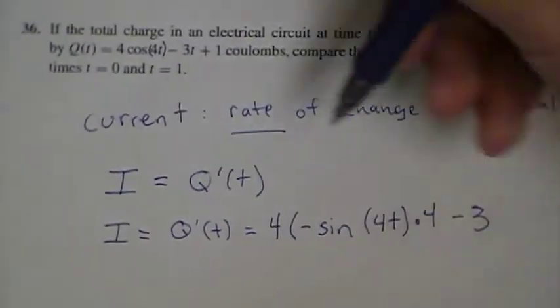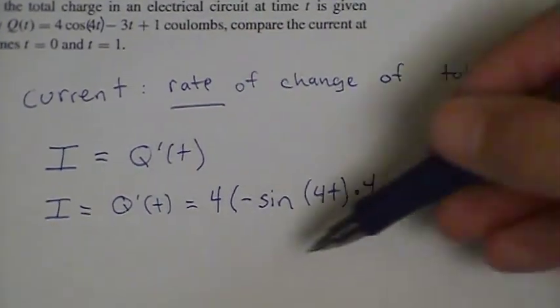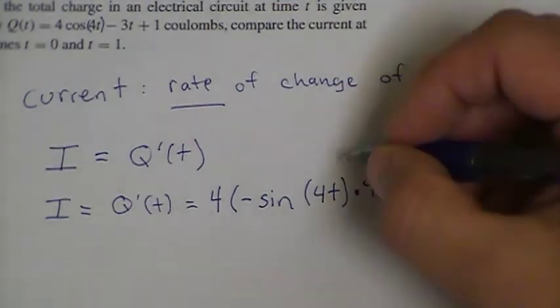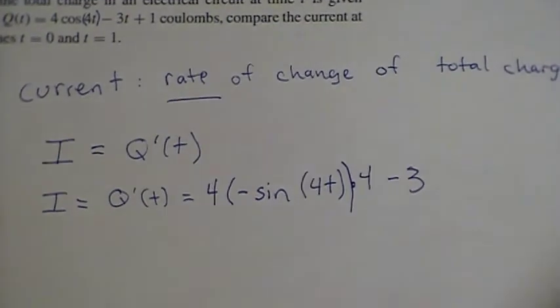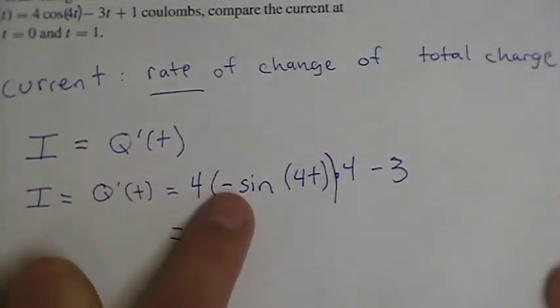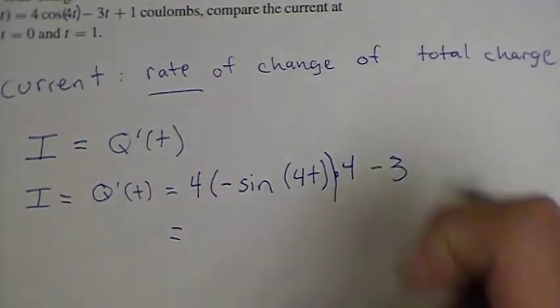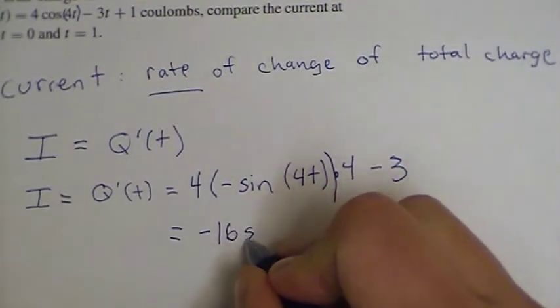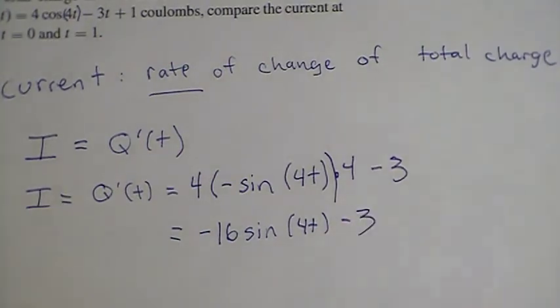Now because we want to evaluate this derivative at 0 and at 1, it's worth an extra couple seconds here to simplify this. I'm missing a grouping symbol here. Simplifying this is really just 4 times a negative is negative 4, times this number would leave us with negative 16 sine of 4t minus 3. So there would be your formula for current, and this current would be measured in amps.